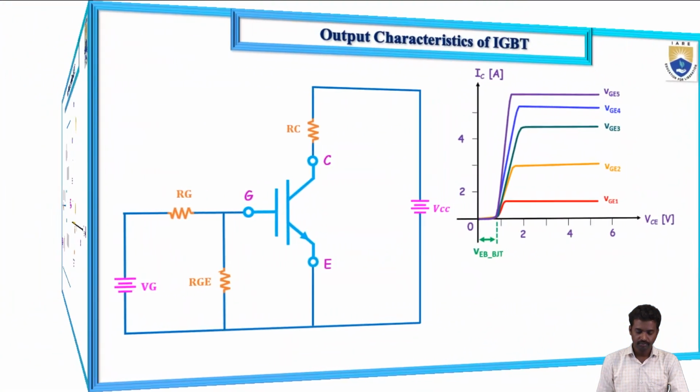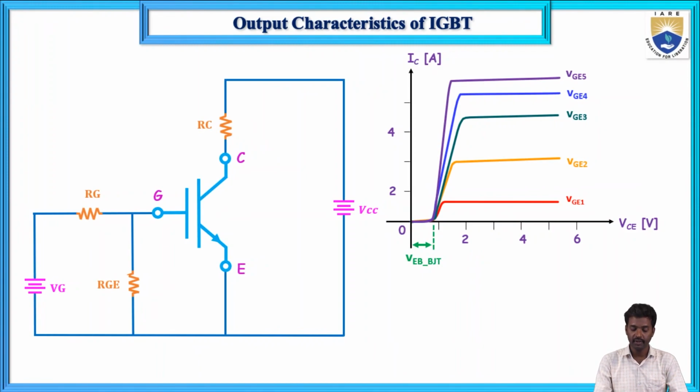So now here output characteristics are drawn between IC and VCE when VGE is constant. Here, for this particular VGE equal to 0, 1, 2, 3, 4, VGE5 is greater than VGE4, VGE4 is greater than VGE3, VGE3 is greater than VGE2. So now here the graph should be like this for output characteristics.